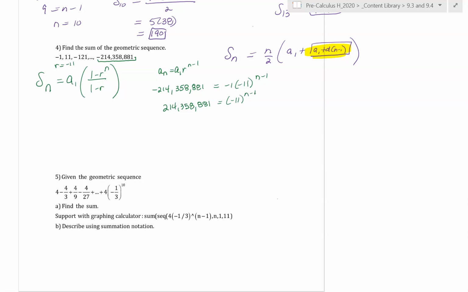So I think what I would do though is just use my calculator and think, 11 to what power is 2,143,588,881? That didn't even take me very long. It's 11 to the 8th. And I guess I'm not even thinking about the negative sign right now.